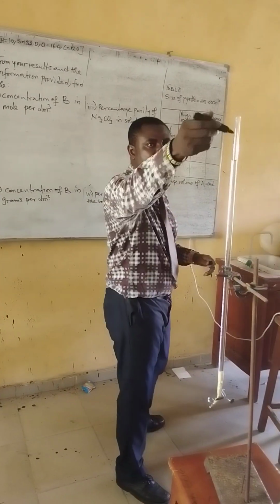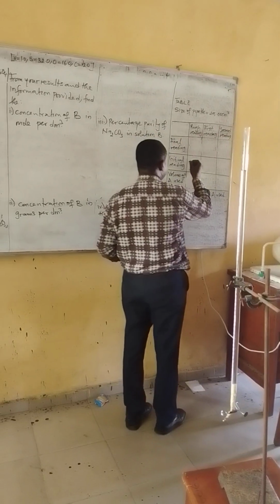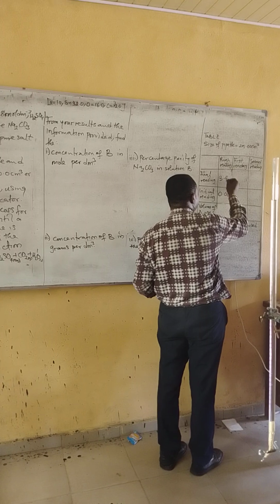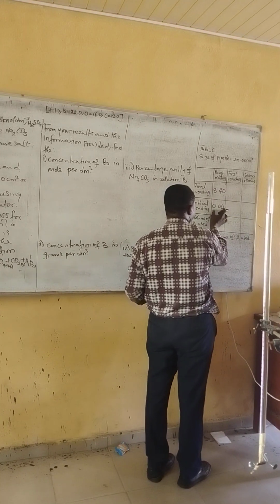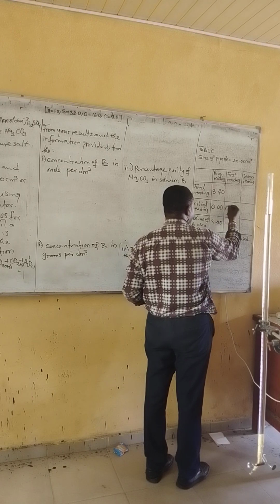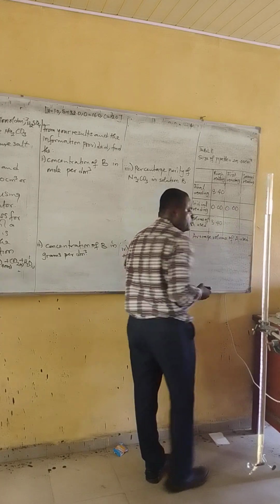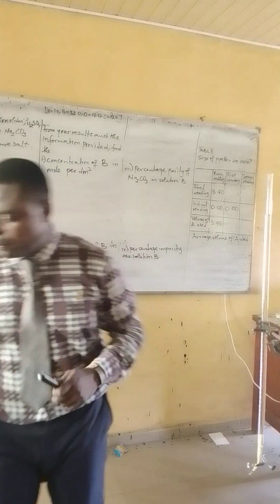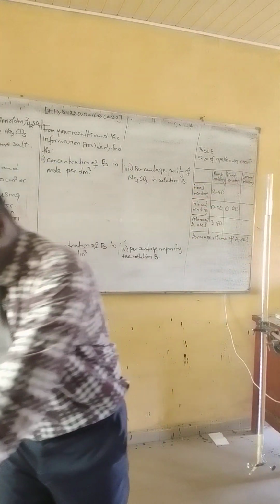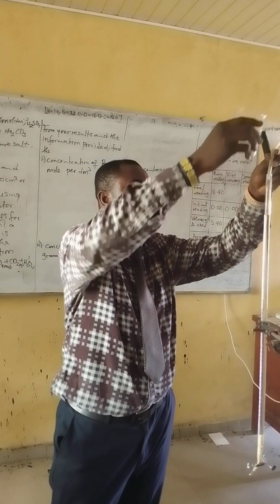Because I fill this thing to this place, I will put initial reading is 0.00. Now I have 3.40. That's my final reading. If I take this away from here, I have 3.40. I want to fill it again, 0.00. So I'm putting 0.00 because I'm filling it again. Let me use my funnel, filling it to 0.